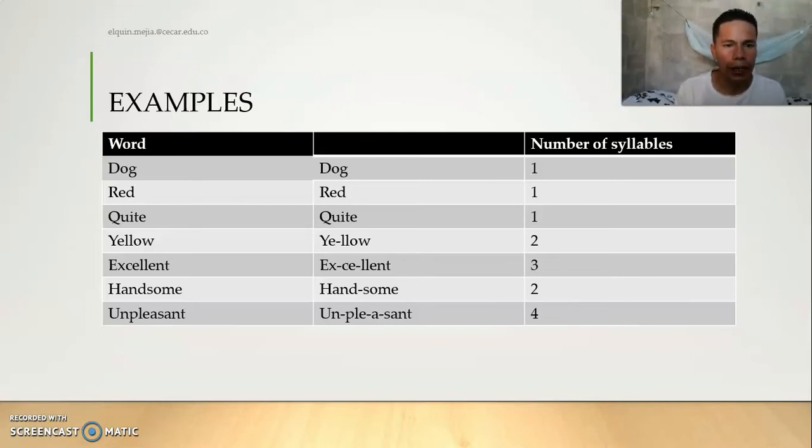Example. Dog, red, white, yellow, excellent, handsome, unpleasant. Dog, one syllable. Red, one syllable. White, one syllable. Yellow, two syllables. Excellent, three syllables. Handsome, two syllables. Unpleasant, four syllables. Look at the difference: one syllable, two syllables, three syllables, and four syllables.